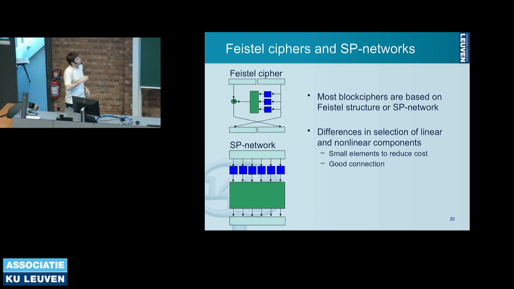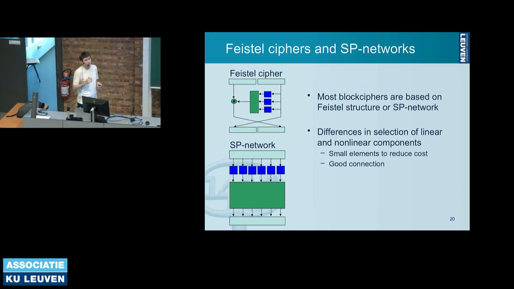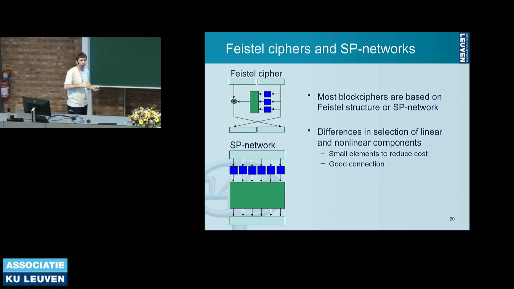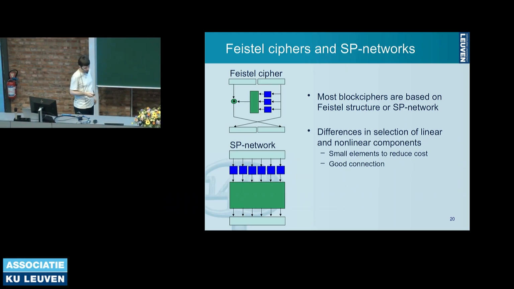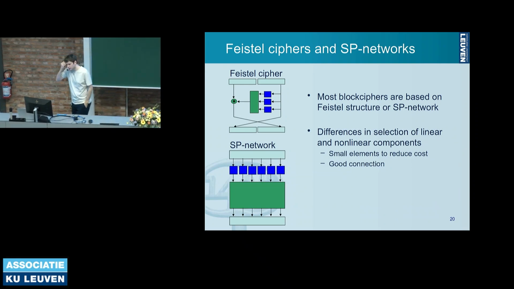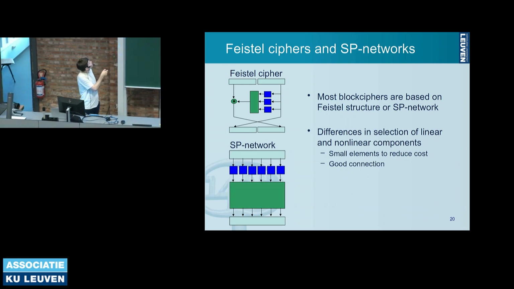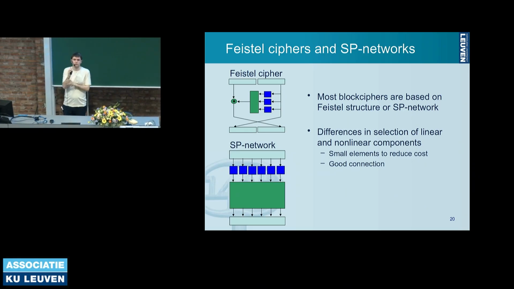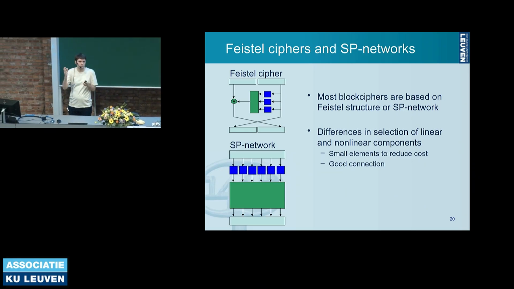Most actual block ciphers are based on two different architectures. One is the Feistel cipher and the other is the substitution permutation network. The Feistel cipher looks like this. Your state is always split into two branches. You take one branch and apply a function to it, which is not necessarily an invertible function. You add this, where add typically means XOR, to the other branch. And then you swap the two branches.